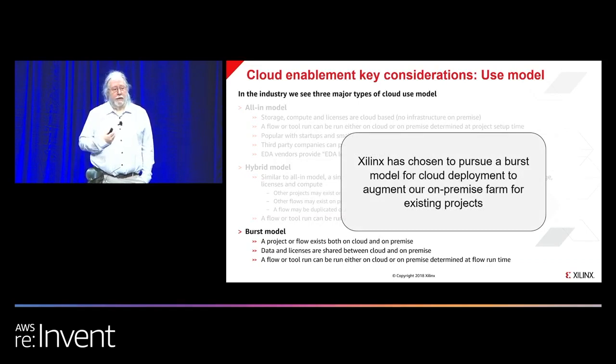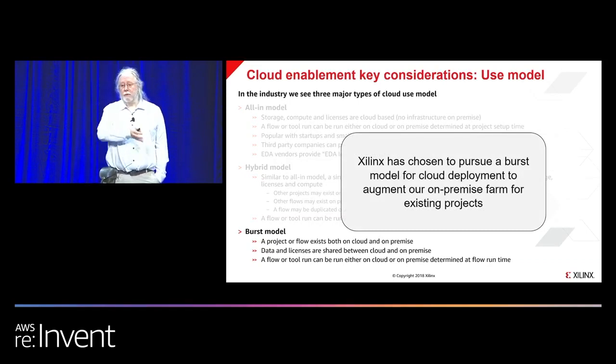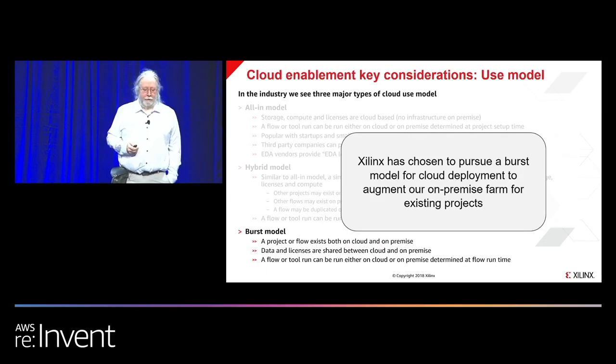The upside for us is if we can make burst work, we can also make the other two models work because they're subsets of burst. So you make that work and everything else just kind of falls out of the pie.